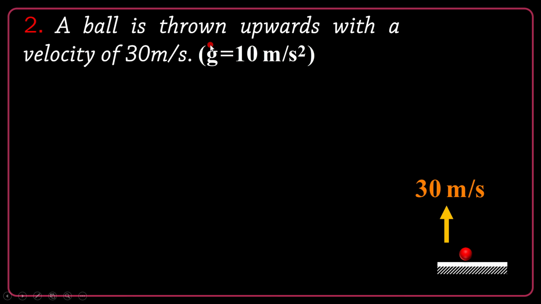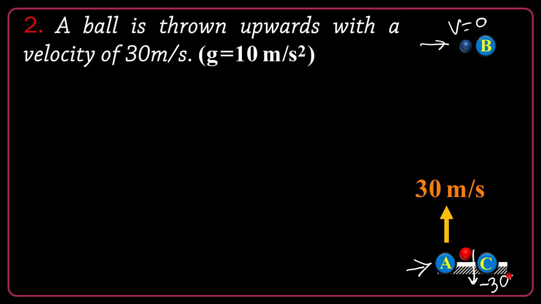Number 2, a ball is thrown upwards with a velocity of 30 meters per second. Here, as you see, the object is thrown upward, then it goes to the maximum height, let's say its peak point, and then goes back. You know that the critical points are beginning point A, peak point B, at which the velocity is 0, and then finally C, at which the velocity is negative 30 meters per second.